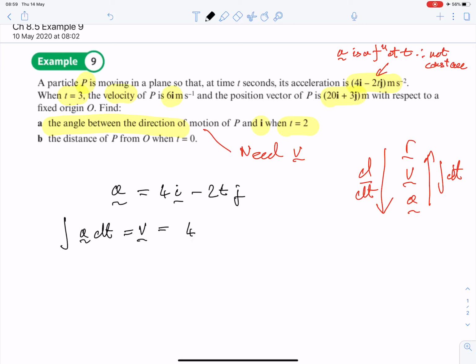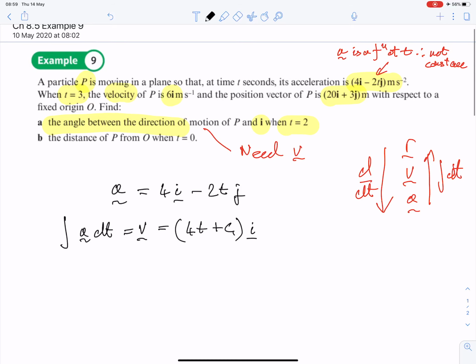So we get 4t plus a constant, c1, lots of i, plus minus 2t, add 1 to the power, divide by the new power, plus another constant, c2, lots of j. So we need a constant again, with both the i and the j term.